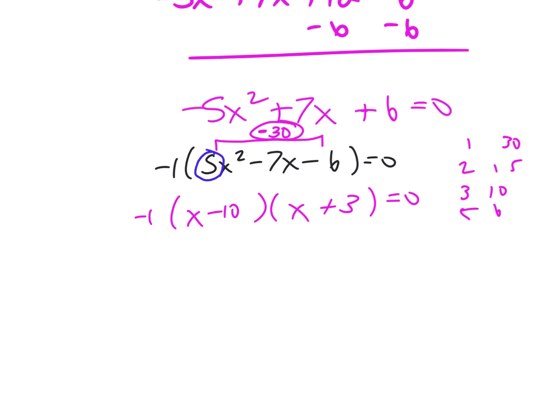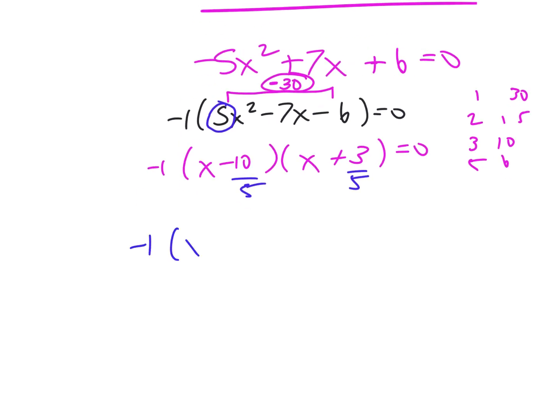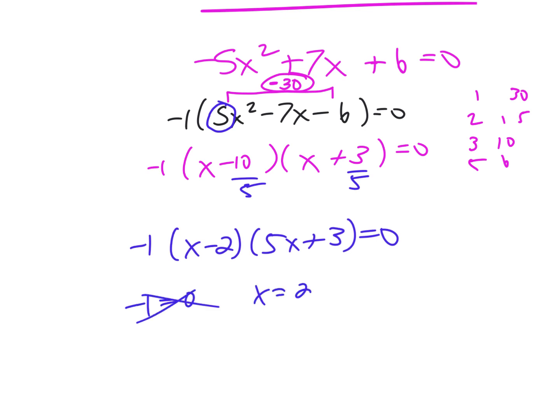Is my A term 1? What do I have to do with that 5? I have to divide each factor by 5 because my A is not 1. So I have negative 1, x minus 2, and then 5x plus 3, all equals 0. And now we can set them equal to 0. Is negative 1 ever going to equal 0? No. So I have x equals 2. And then here, if I move the 3 over, it becomes negative, and divide by 5. So I have negative 3/5.